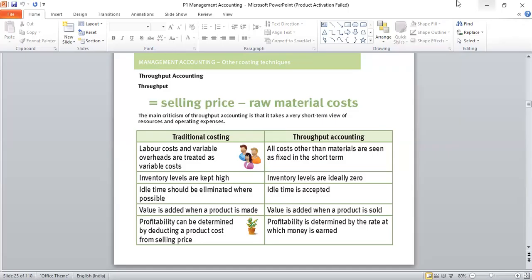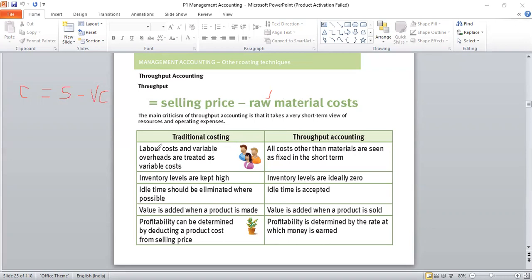What is contribution? Contribution is equal to sales minus variable cost. But that variable cost is modified here in throughput. Here, only the material cost is considered as the variable cost. So sales minus raw material, only the material cost as variable cost, is called throughput contribution. Throughput contribution is selling price minus material cost. What about direct labor? What about variable overhead? Here they are assumed to be operating expenses, therefore they are taken to be fixed cost. They are not variable cost in throughput costing.